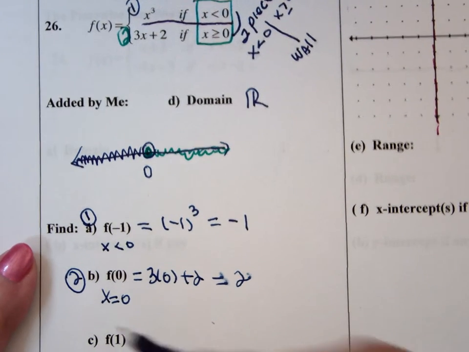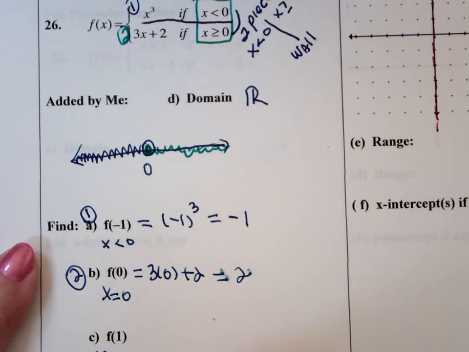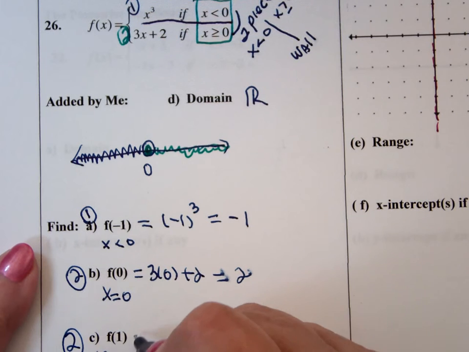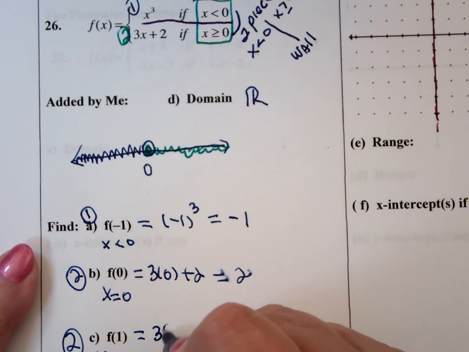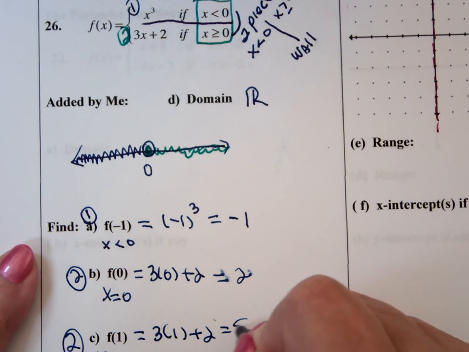F of 1 means x equals 1. Does it live on graph 1 or graph 2? Graph 2, because this is greater than 0. So it lives on graph 2. So this would be 3 times 1 plus 2, or 5.